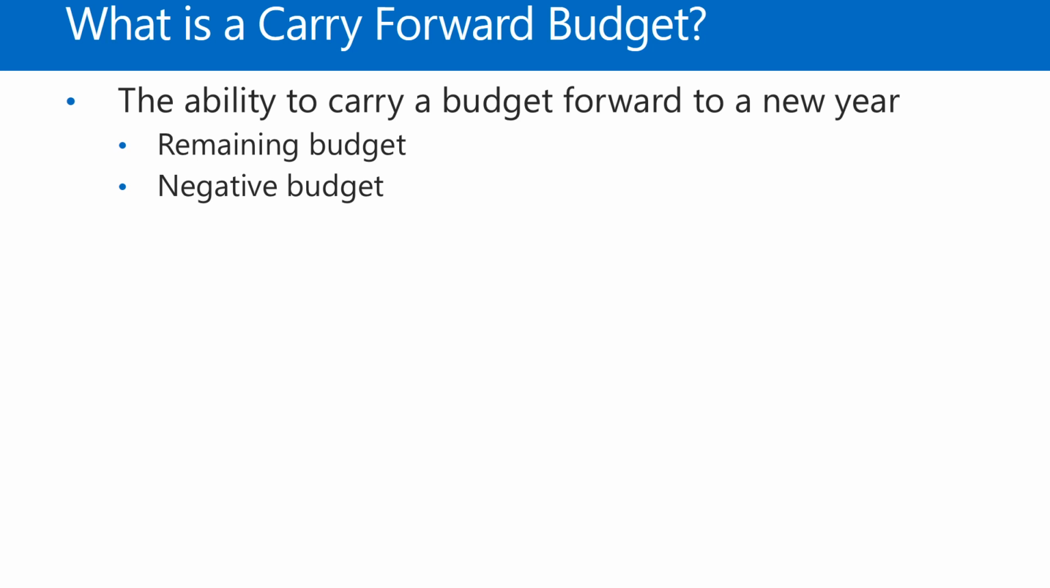So if you allocate your budget based on period or quarter or years, and you have remaining budget going into the next fiscal year, there's basically a routine that you can run in Dynamics AX that allows you to transfer that budget from the previous fiscal year to the current fiscal year. And it will show up as budget that you can use in that current fiscal year.